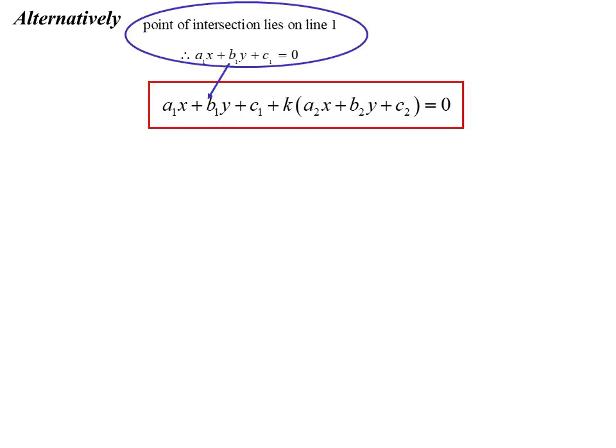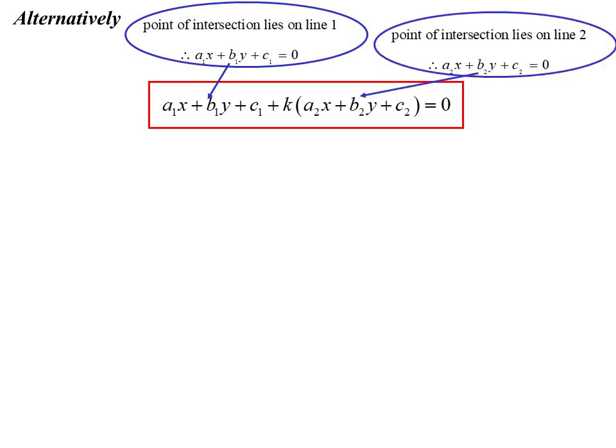Now if it lies on this line and it's the point of intersection, then when I substitute it into the first line, I get the answer 0. So I know that's true. But it also lies on this second line. So when I substitute it into the second line, I also get 0. So it actually doesn't matter what this k is, I'm always going to get the answer 0. Now that is an equation of a line, because I've got something x, in this case it's a1 plus k lots of a2. I've got something y, b1 plus k lots of b2, and then I've got a constant number. So it is an equation of a line.